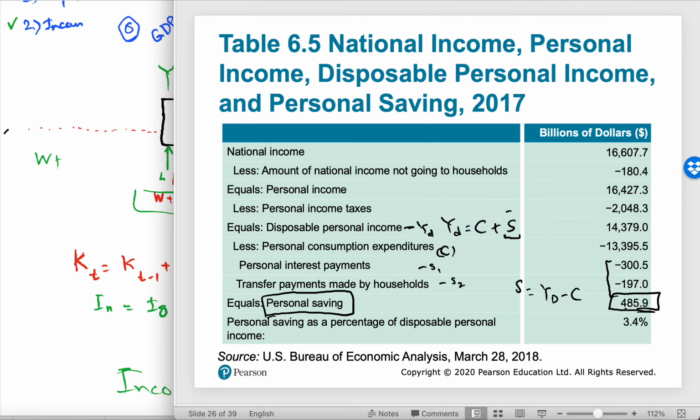And this divided by the disposable income is the percentage which has been written here. So in the US it is about 3%. Yeah, Americans are not savers. If you calculate this rate for Chinese or Japanese or Germans, this is larger.